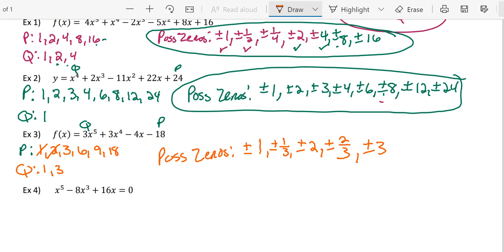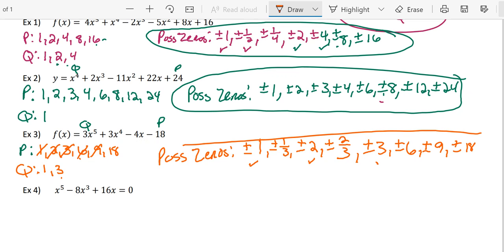Plus or minus 3, and then plus or minus 3 over 3. 3 over 3 is the same as 1, so I don't need that. Plus or minus 6, and then plus or minus 6 divided by 3 is 2, so I don't need to write that one. 9, it's plus or minus 9. Then it's 9 over 3. 9 over 3 is 3, so we're done with that. And then plus or minus 18. 18 divided by 3 is 6, so we don't need that. Those are my possible zeros.